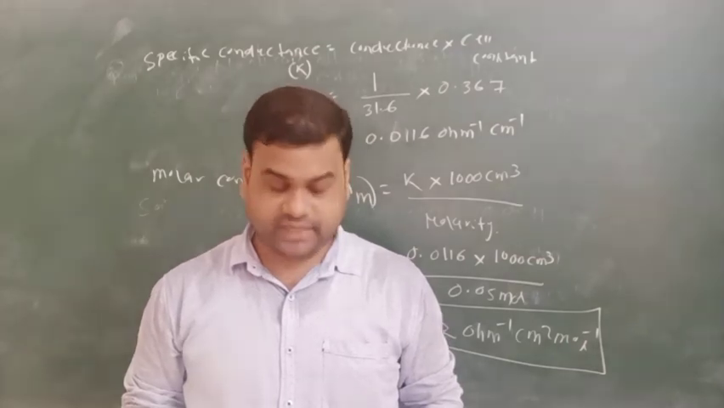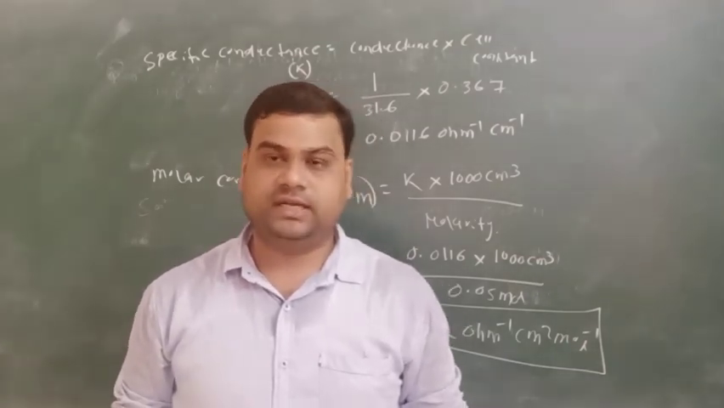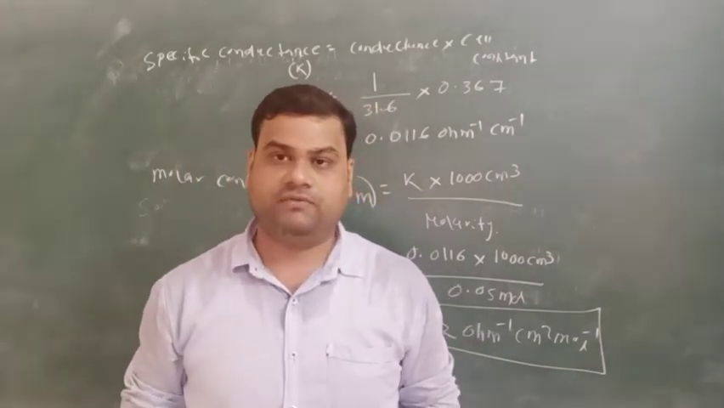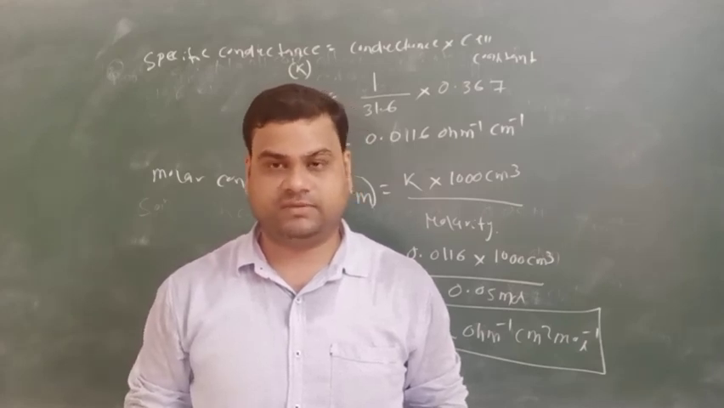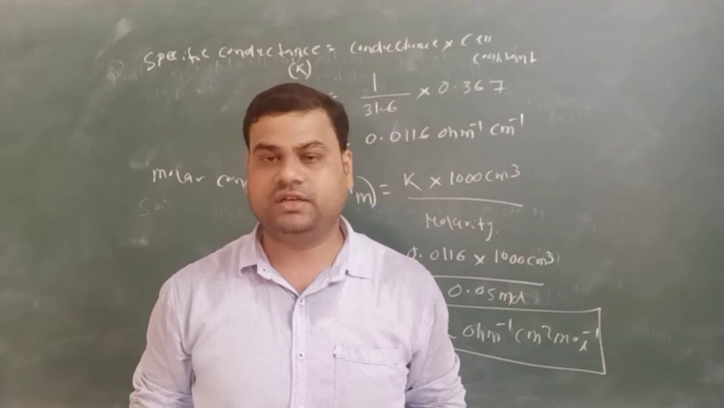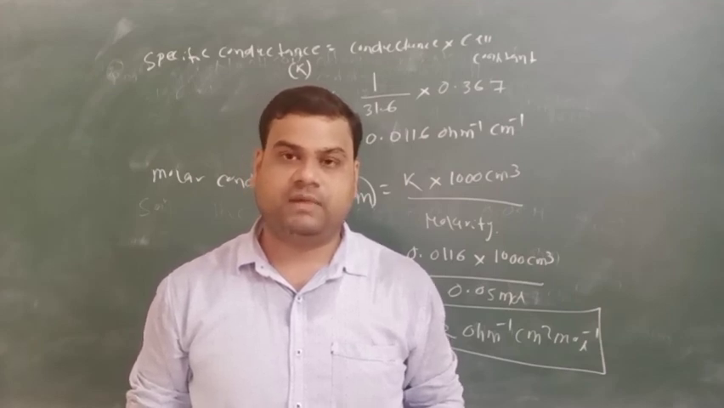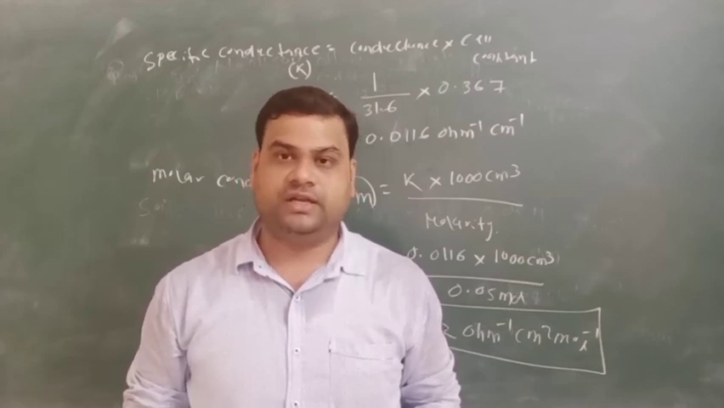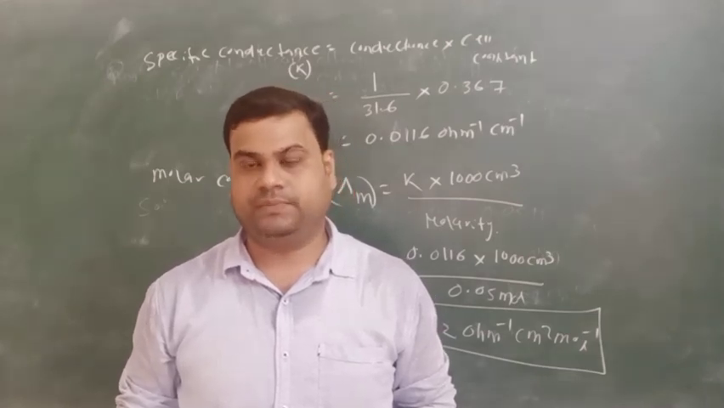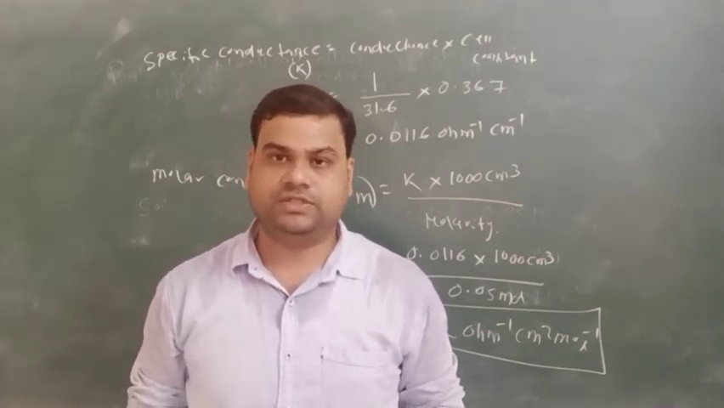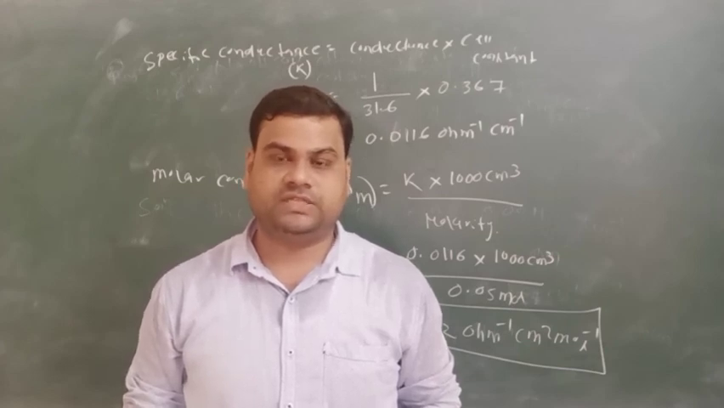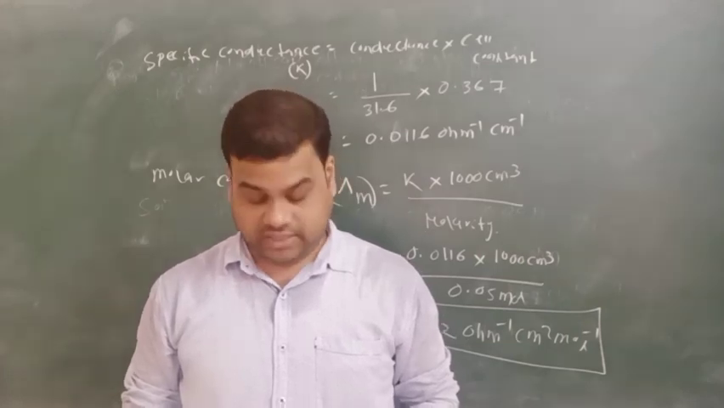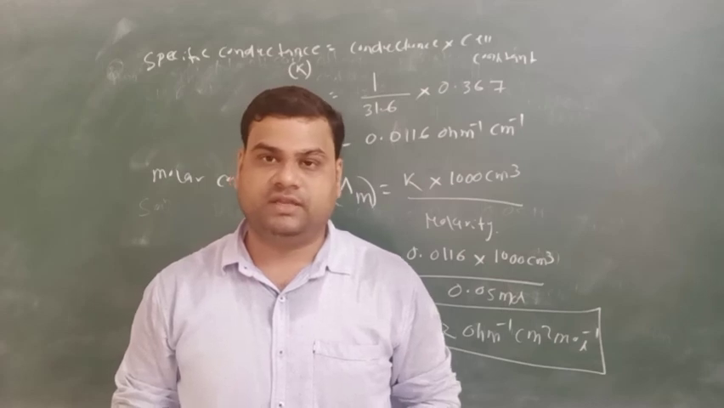So today we have learned about the equivalent conductance and molar conductance, and we know that equivalent conductance is equal to the conducting power of all the ions when 1 gram equivalent of substance is dissolved in an aqueous solution. And molar conductance means the conducting power of all the ions produced when 1 mole of electrolyte is dissolved in an aqueous solution. So this is all about the equivalent conductance and molar conductance and some of the numericals. In the next class we will discuss the remaining numericals.